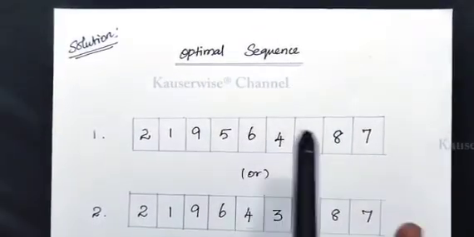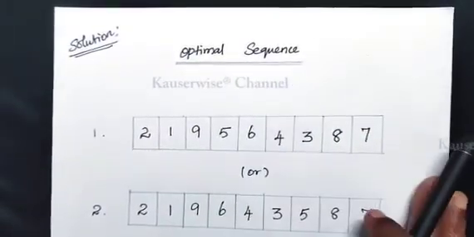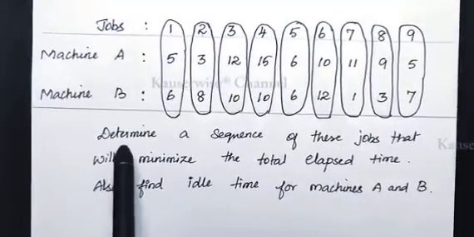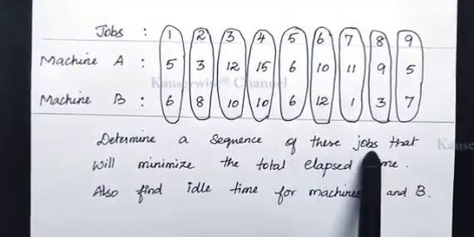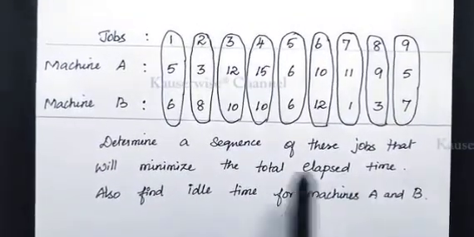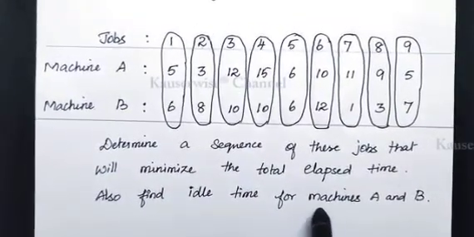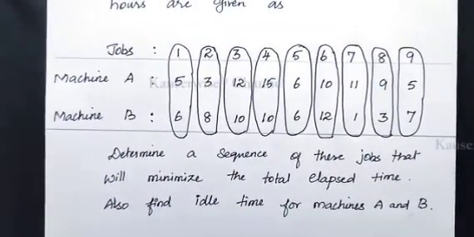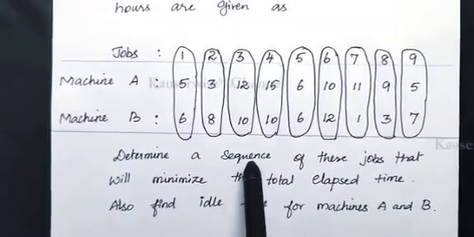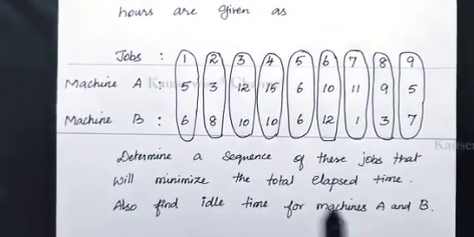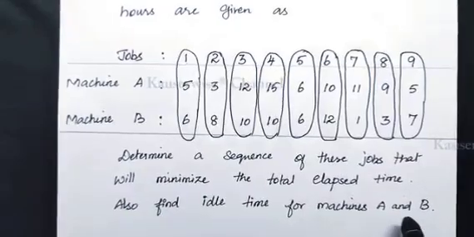So, we have found the optimal sequence with the given information. Okay, now look at the problem. Determine a sequence of these jobs that will minimize the total elapsed time and also find the idle time for machine A and machine B. The first thing they are asking us is to find the optimum sequence in order to minimize the elapsed time and to find the idle time for machine A and machine B.